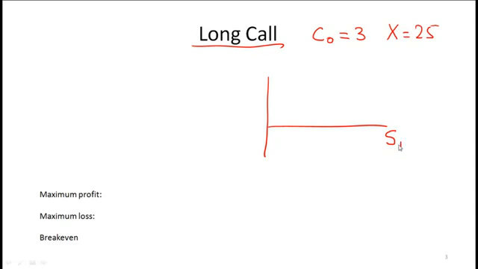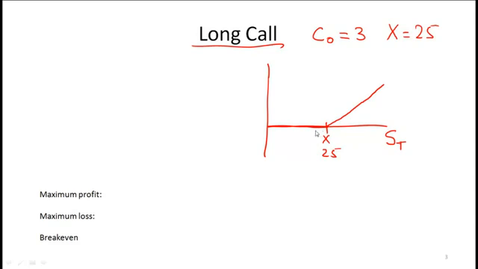So this axis now represents the different possible prices of the underlying stock at maturity. So time t represents maturity. The payoff for a long call, which is what you've seen before, is as follows. So if this is our exercise price of 25, then the payoff looks like this.